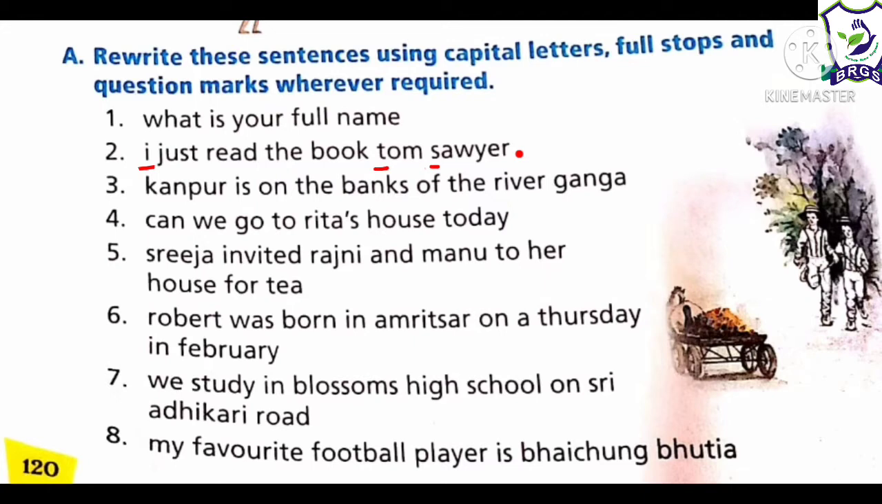Right, children? Number 3, Kanpur is on the banks of the river Ganga. Kanpur, K will be capital because it's the name of a city. Then Kanpur is on the banks of the river Ganga, G capital, river Ganga and at the end full stop. Okay. Number 4, can we go to Rita's house today? It's a question. Can, C capital, Rita's, R capital and then last में question mark. Children, try to do the rest part of this exercise yourself.